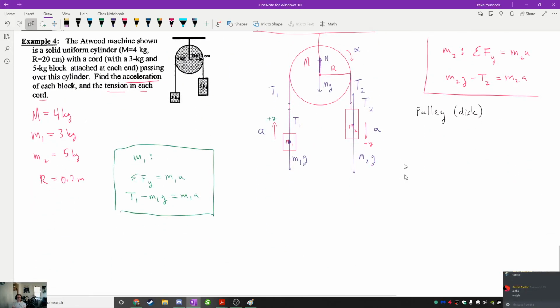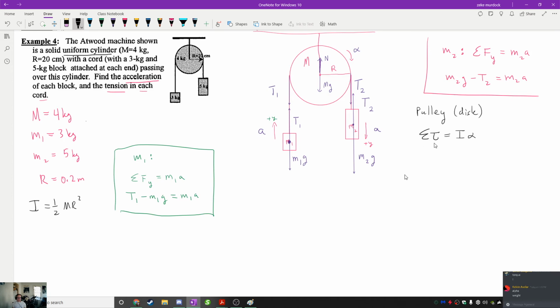So now what we'd like to do is to be able to say that the net torque that's acting on this disk is going to be equal to its moment of inertia multiplied by alpha. Now, it's a solid uniform cylinder again, which means we know that the moment of inertia of this object is also going to be 1/2 times big M times its radius squared. Like I said, this one shows up just a ton.